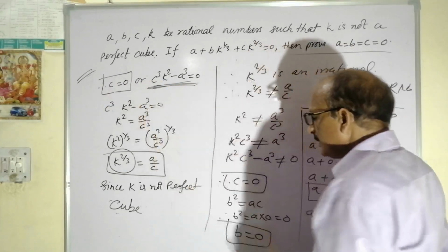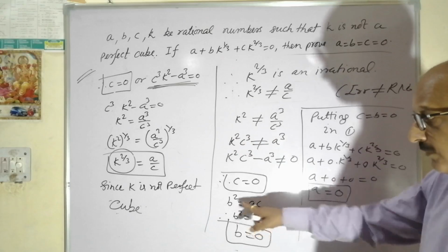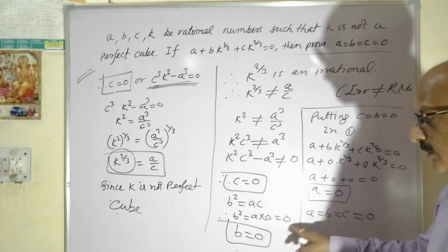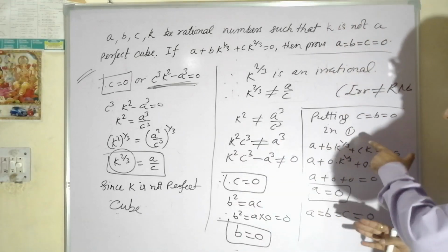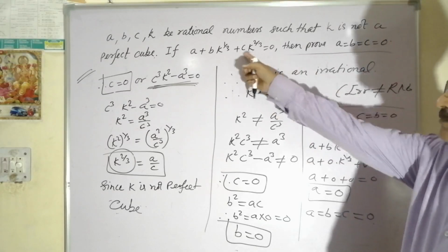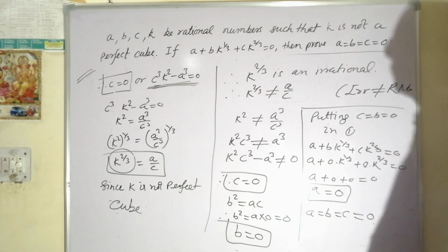Finally, this will be 0. When this is 0, then b^2 is itself equal to ac, as we got earlier. So b^2 is equal to a into 0, that is 0. So b is 0. When b and c both are 0, put the values of b and c in equation 1, as we already did. Putting the values of b and c as 0, we get a also equal to 0.